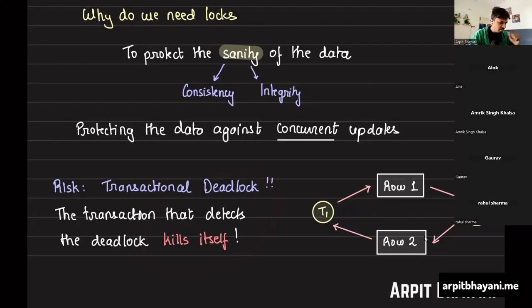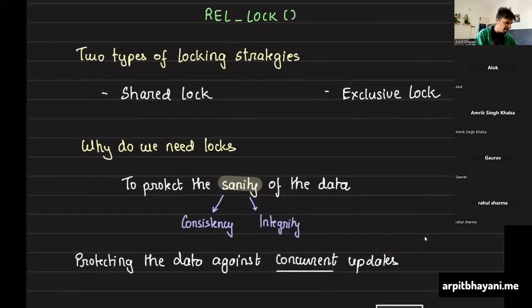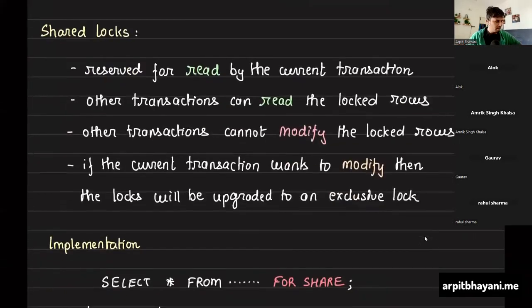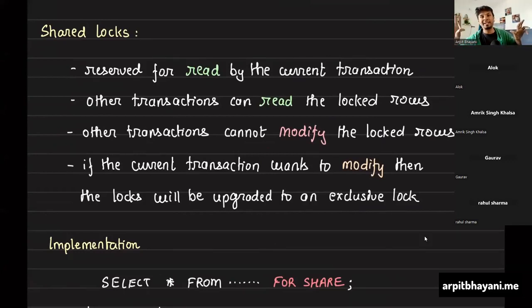Okay. Now let's talk about the locking strategies: shared lock and exclusive lock. In most databases, you would find 2 types of locks. First are shared locks, also called read locks, and there are exclusive locks, also called write locks.